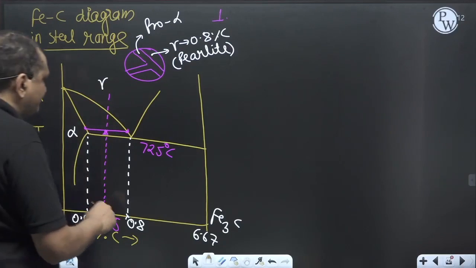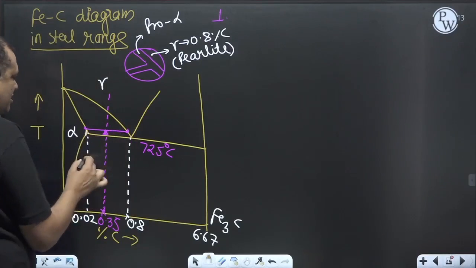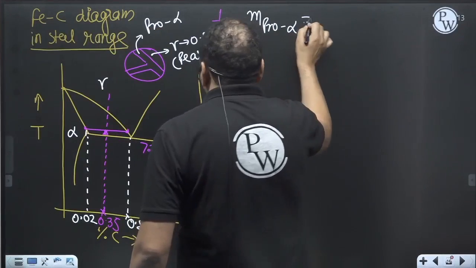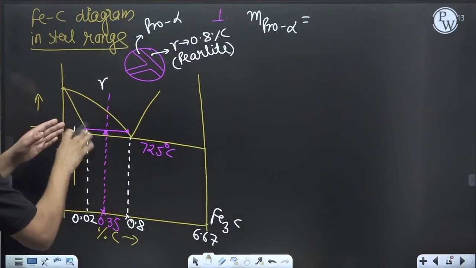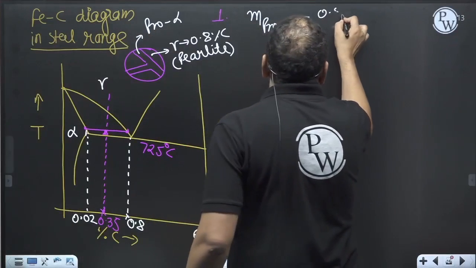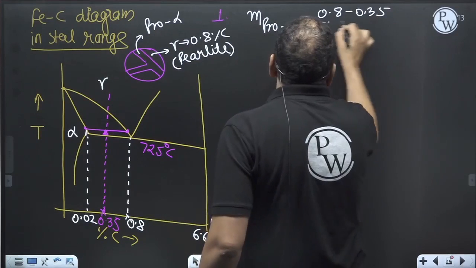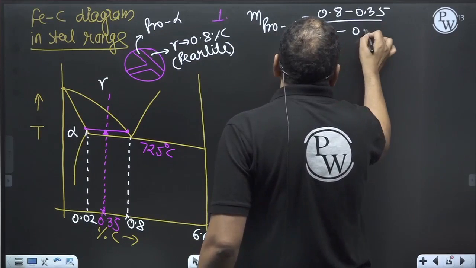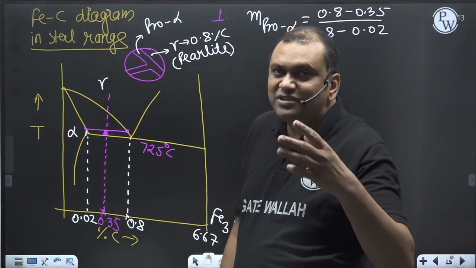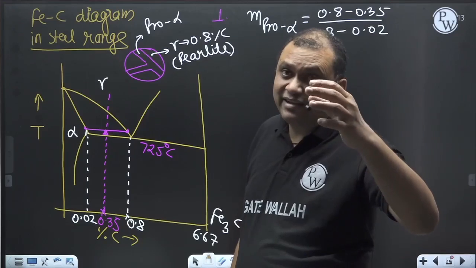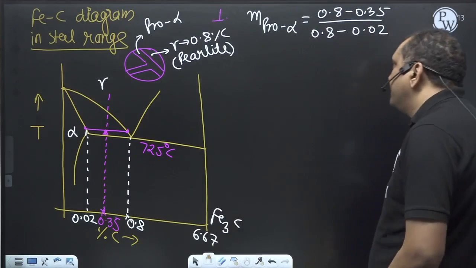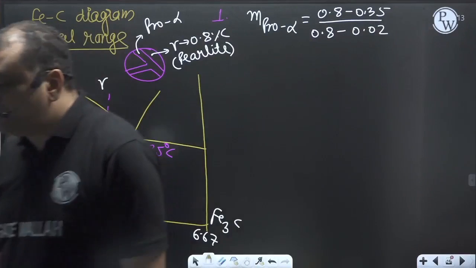So now this is 0.8, this is 0.02. So mass fraction of pro alpha, we will take the opposite side, this divided by the whole thing, meaning 0.8 minus 0.35 divided by 0.8 minus 0.02. Please remember, if you want to study theory, in the crash course I have discussed some. In the regular batch, of course, we will discuss the complete thing. So mass fraction of pro alpha.